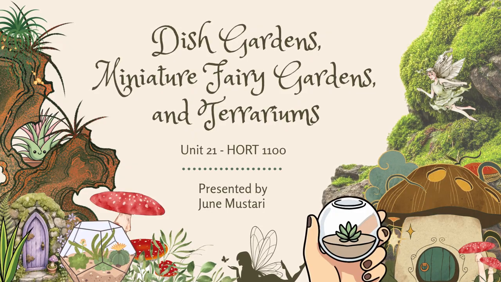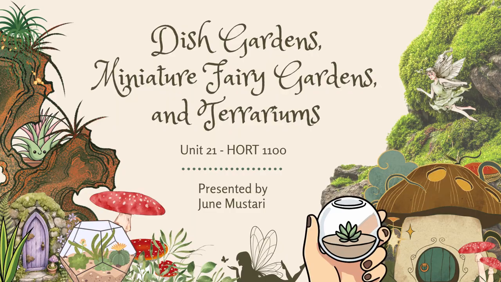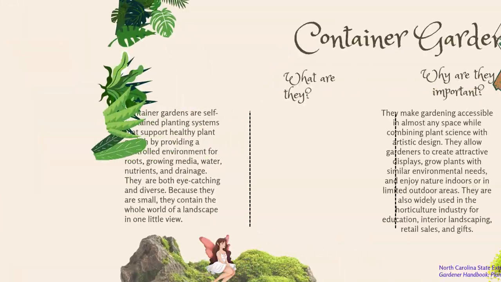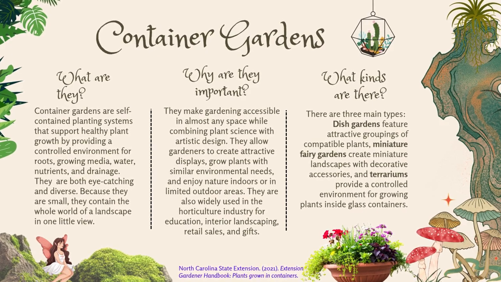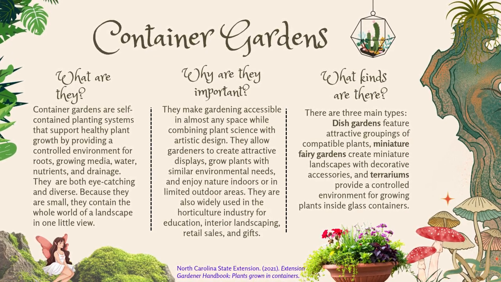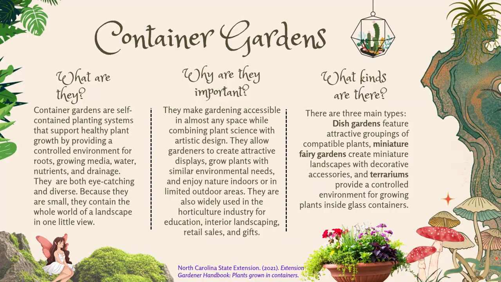Throughout this presentation, I'll explain what makes each of them unique and talk about how to create and care for them successfully. Before looking at each type individually, it's important to understand what container gardens are. A container garden is simply a planting system where plants are grown in a container instead of directly in the ground. The container provides everything the plant needs, including the growing media, water, nutrients, drainage, and space for root growth.